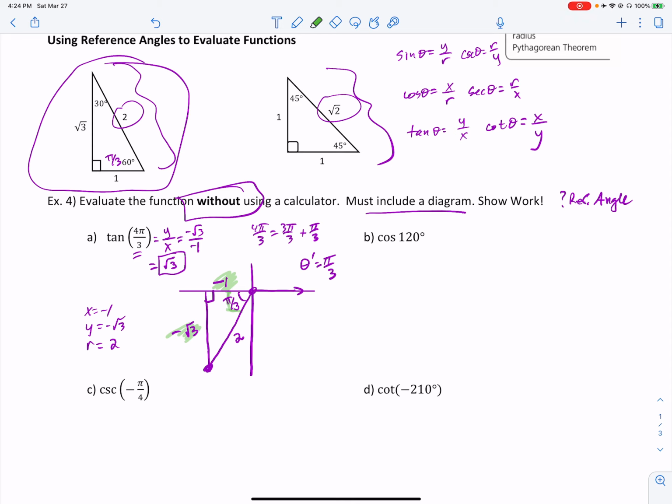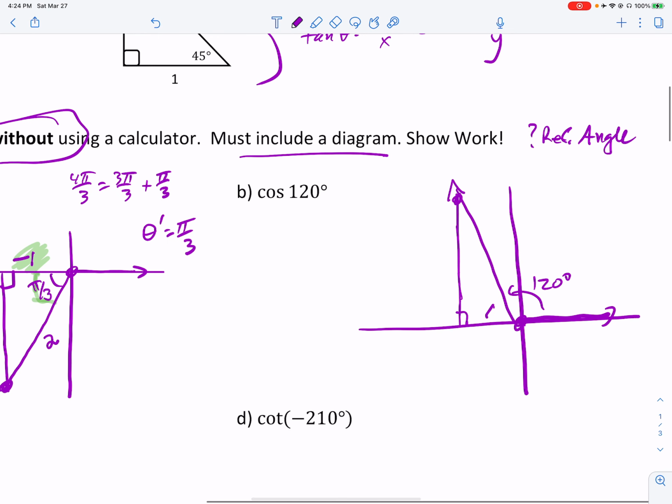Let's try it with cosine of 120 degrees. So 120 degrees, it's short of 180. It's 2 sets of 60. And so I should know where 120 ends up. Approximately right here, that's that 30 degrees beyond 90. And so that's that 120 degrees. But what we're going to do is drop an altitude, and we're going to look at what is the reference angle. And the reference angle is this angle right here, which is that 60 degrees.